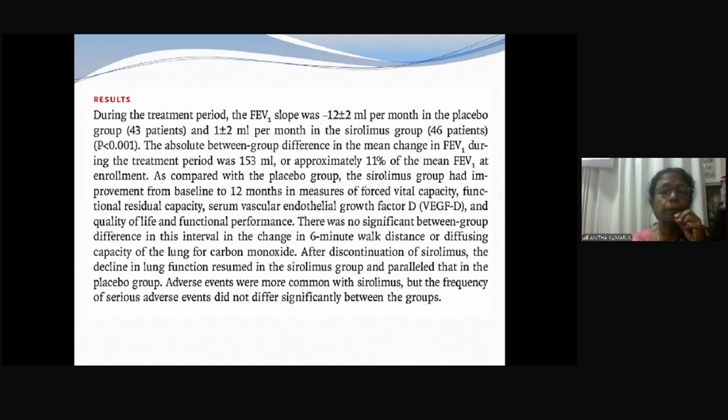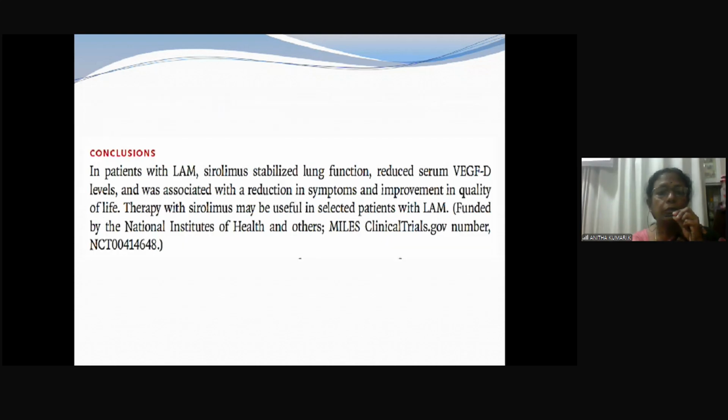So it was concluded that in patients with LAM, sirolimus stabilized lung function, reduced VEGF-D levels, and was associated with a reduction in symptoms and improvement in quality of life. So sirolimus may be useful in selected patients with LAM. That was the conclusion.